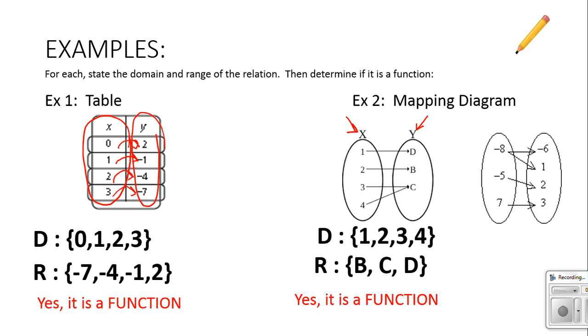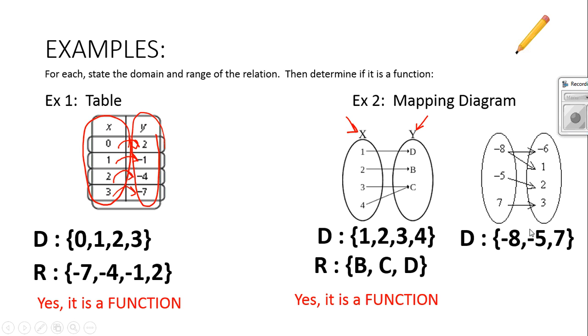Okay, now let's look at this map. Let's determine the domain and the range. So first, the domain would be your X values. Okay, your X values are -8, -5, and 7. Your range is your Y values, -6, 1, 2, 3.